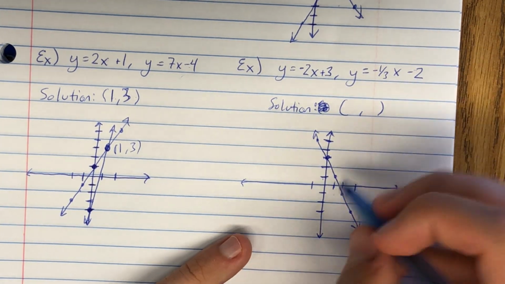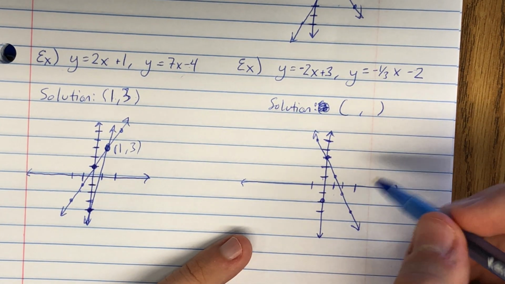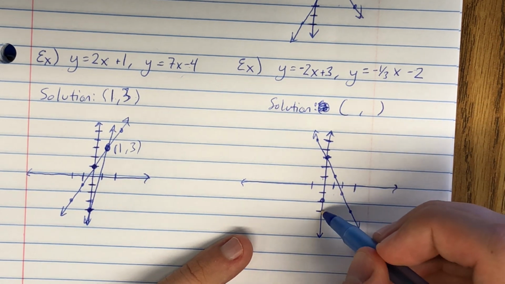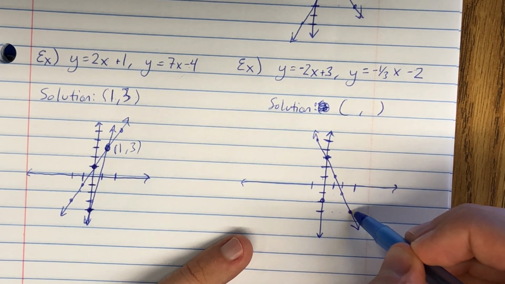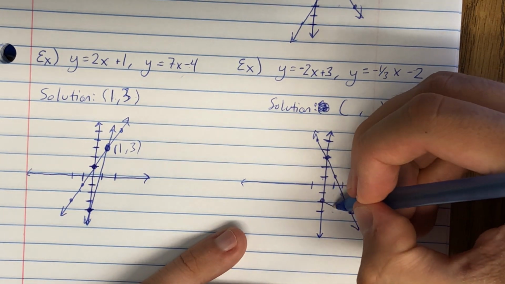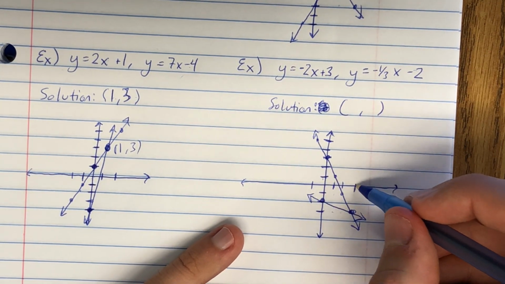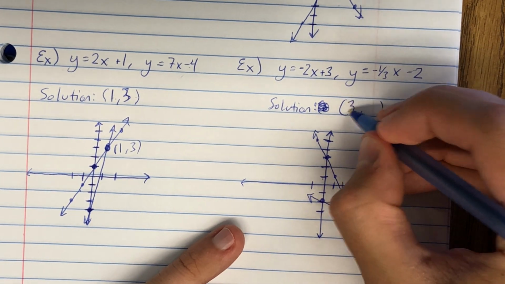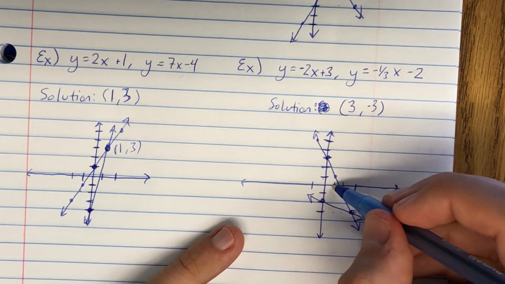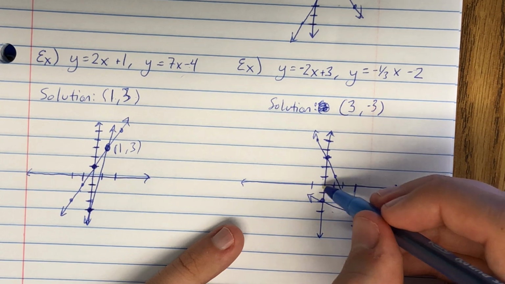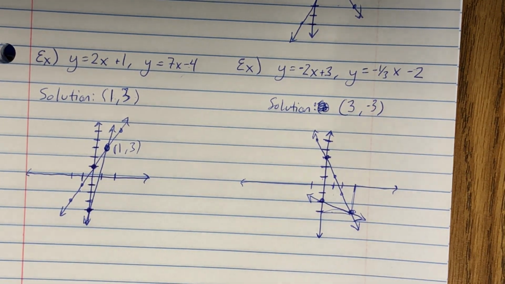Our next line starts at -2, and we go down 1 over 3, because we have a negative 1/3 slope. And there we go, we've already found our point of intersection. It is at this point (3, -3). So the x value is 1, 2, 3. The y value is -3, so it's (3, -3). And that would be our solution.